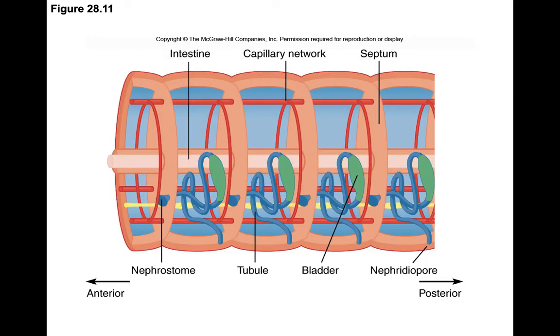So this is from an annelid, a segmented worm. You can see the repeated segments, and then those blue tubules are going to represent these metanephridia, and they're able to extract water from their bodies and expel it through these tubes that end at those nephridiopores.